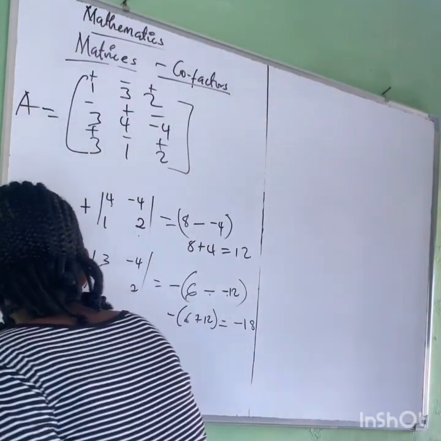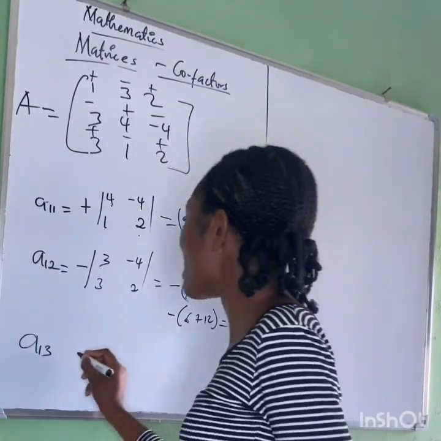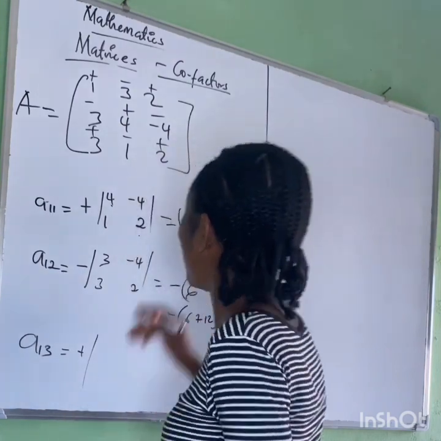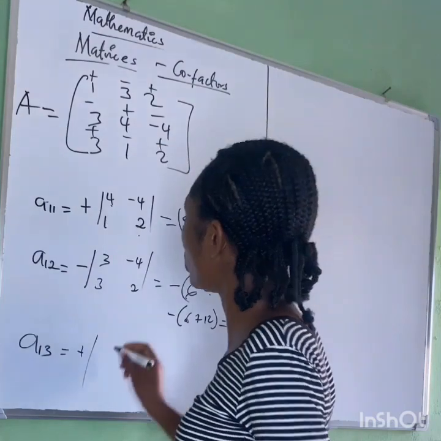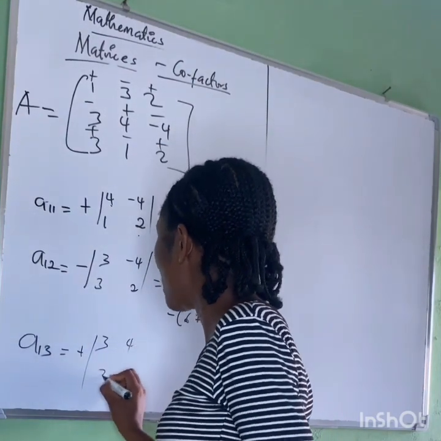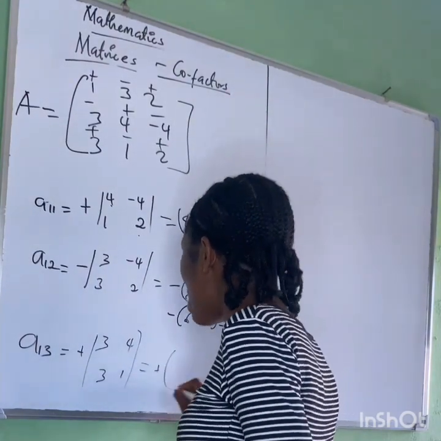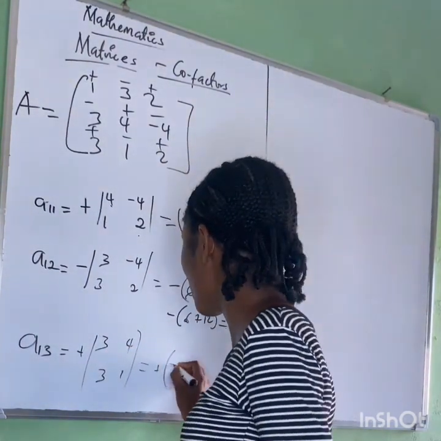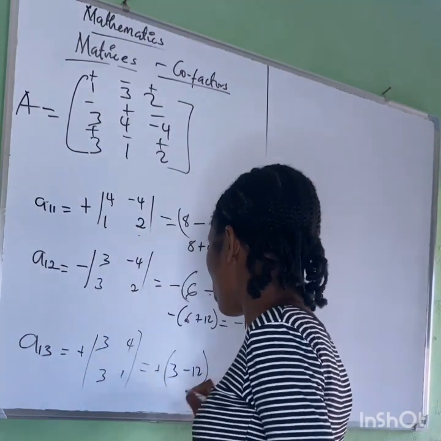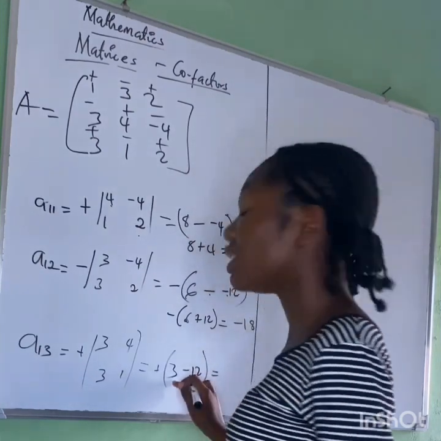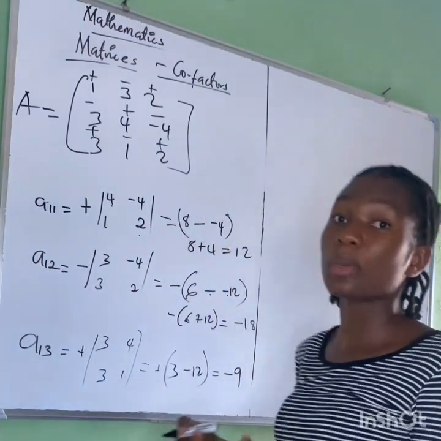Now for the next one, which is our first row, third column, we're still on our first row. Now we have our sign to be plus. When we eliminate the row and column where our 2 falls, we are left with 3, 4, 3 and 1. And then we'll do the same thing. Our sign is plus, so we'll be having our plus outside our bracket. 3 times 1 gives us 3, and then 4 times 3 we have minus 12. Now 3 minus 12 will be giving us minus 9. So we have minus 9, and the sign outside we have our plus.